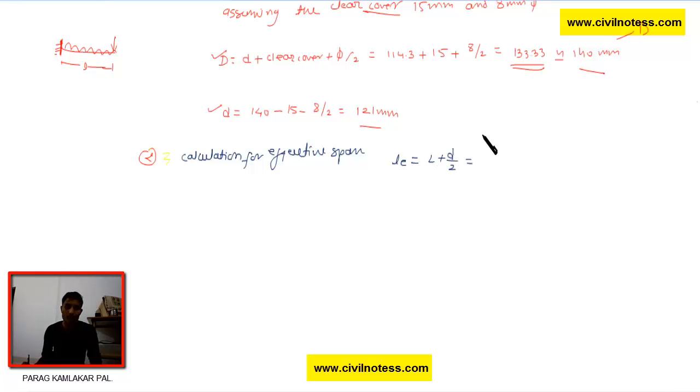So just put in the values: 1.2 plus D, which we took as 121 right now, so 121 divided by 2, and we get the value 1.26 meter. So the effective span we got is 1.26 meter. After that, my step number 3 is where I calculate the load condition. Up to these two steps, I got the effective span and the dimensions. Now I go for the load calculation.